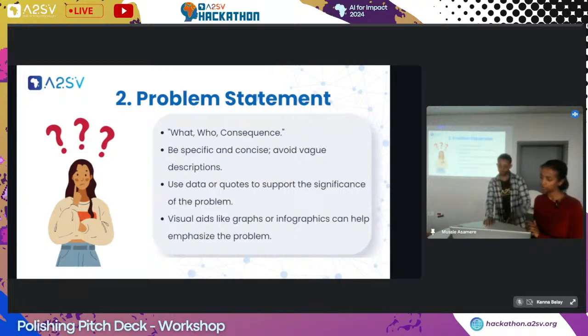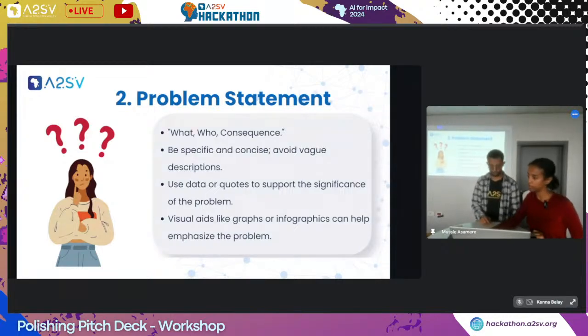So for the problem statement, you want to avoid being vague, and you want to make it specific and concise to what problem that you are addressing. So you want to make it clear what the consequences are, who you're addressing, and what the problem is. In doing this, you want to have data, you want to have quotes, you want to make your problem statement significant by adding visuals, graphics, and any data-driven information that you have to make your problem statement prominent.